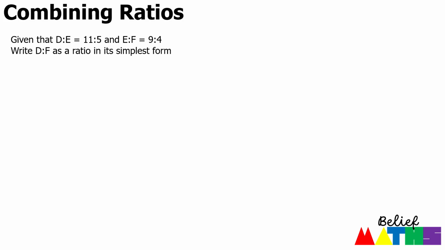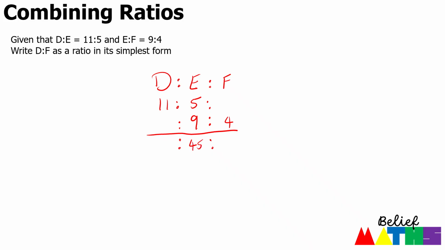Next one is combining ratios. So we've got D, E, and F. So we're going to write that just as one single ratio. So D to E to F. First of all, let's line up D to E, which is 11 to 5. And then we're going to line up E to F, which is 9 to 4. And because we know both of these, we want to make those the same number. Their lowest common multiple we can get by just multiplying them. So 4 times 9 is 36. That means we've multiplied the first line by 9 and the second line by 5. And that gives us 99 and 20.